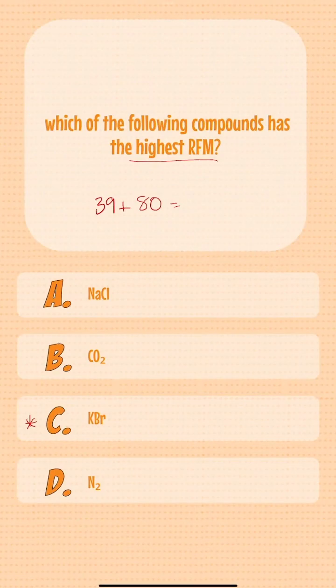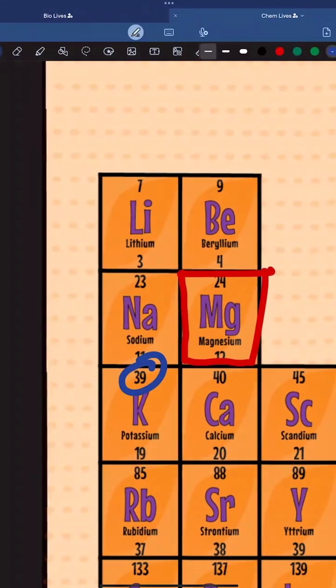We've worked out CO2 already. We worked out CO2 is 44 already. N2, that's nitrogen plus nitrogen. So that's 14 plus 14. So that's going to be 28. Then NaCl. Let's look for Na and let's look for Cl.